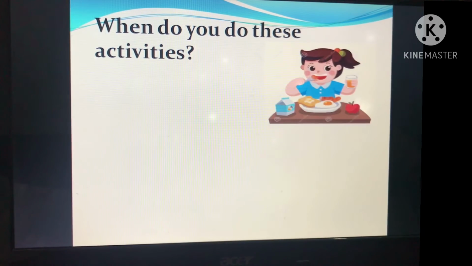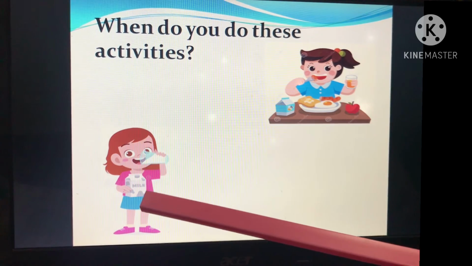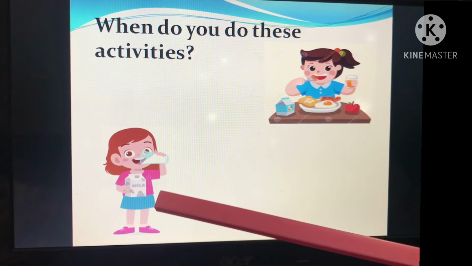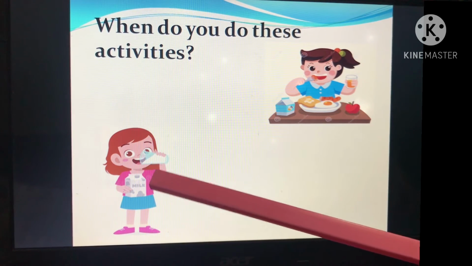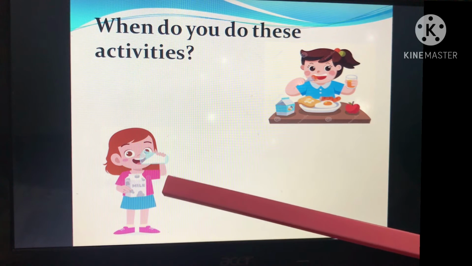First, we have here eating breakfast or taking breakfast. When do you do this? Is it in the morning, in the afternoon, or in the evening? Second one, we have here drinking milk. When do you do this activity? Is it in the morning, in the afternoon, or in the evening?